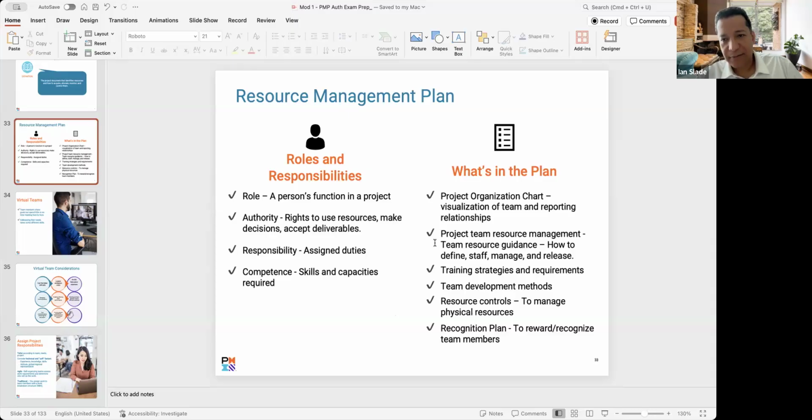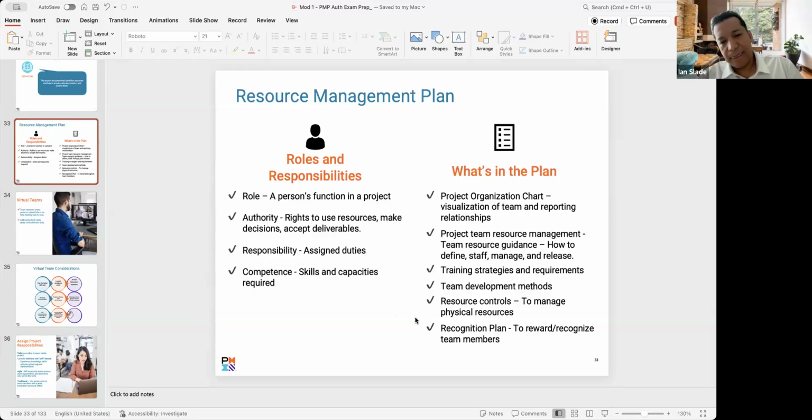Usually if it's pretty intuitive, you don't need to explain it. But you do have training strategies, requirements, team development methods, and we'll have more slides to go over team development methods. Resource controls, what can you do to manage?